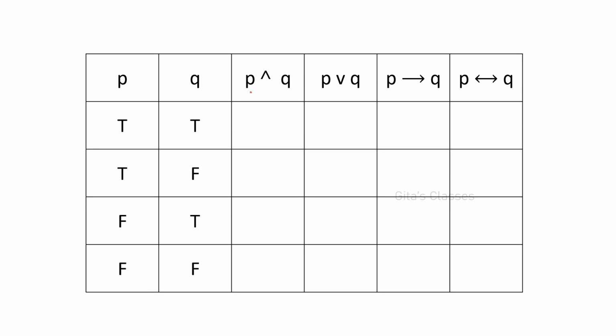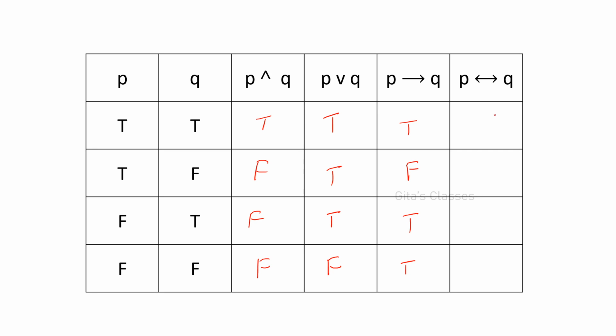Then these are all the connectives. If P and Q, if both are true, then only it will be true. Otherwise, everything will become false. Then P or Q, if both are false, then only it is false. If at least one is true, it will become true. Now P conditional Q means only for the TF condition it will become false. All the others are true. For all the other combinations it is true.